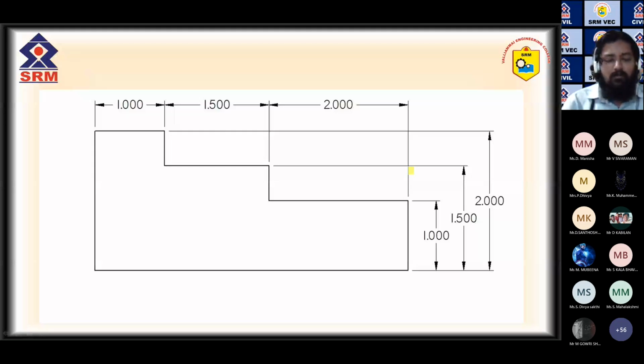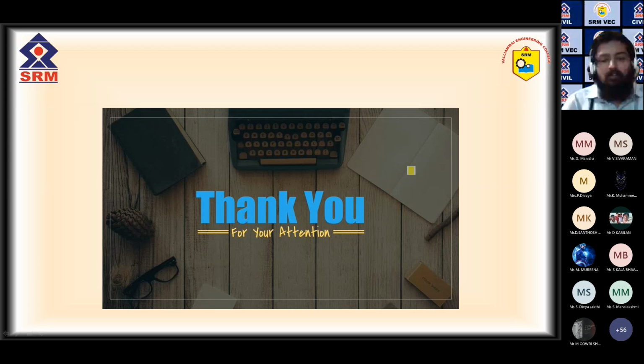This is a very simple diagram which we will see in the afternoon session, how to draw this. So 1, 1.5, 2, 1.5, 2 are the dimensions which we will be drawing in the afternoon session. I'll draw this and I'll draw some agricultural diagrams. So that's it for this session from my side.